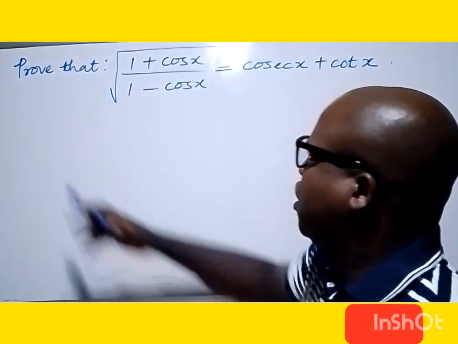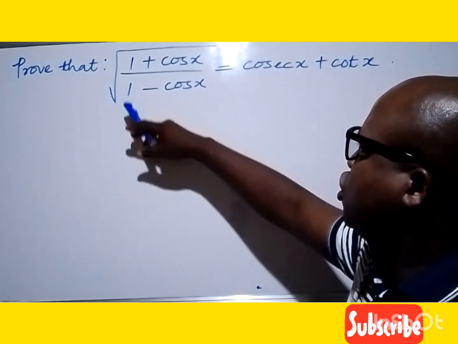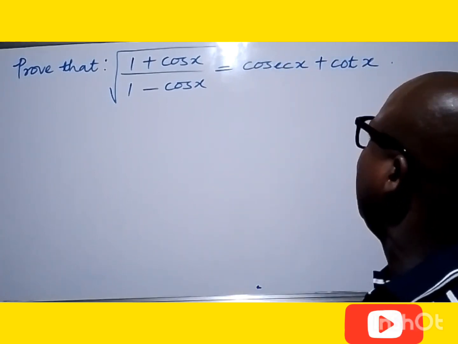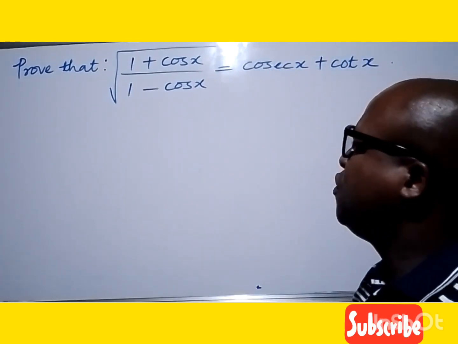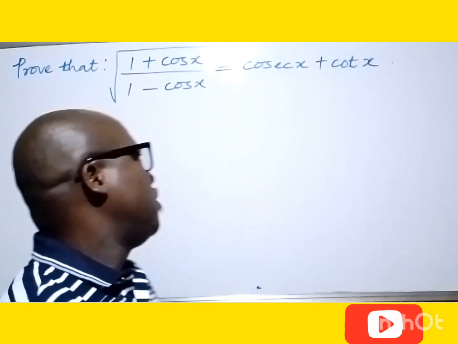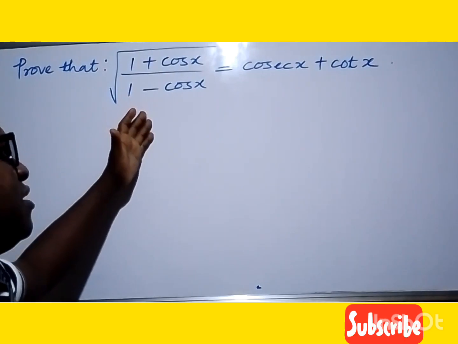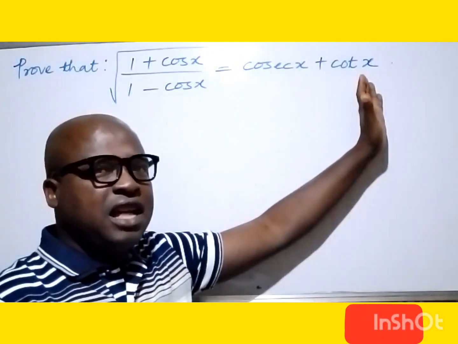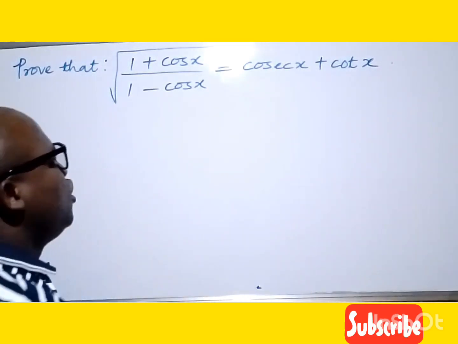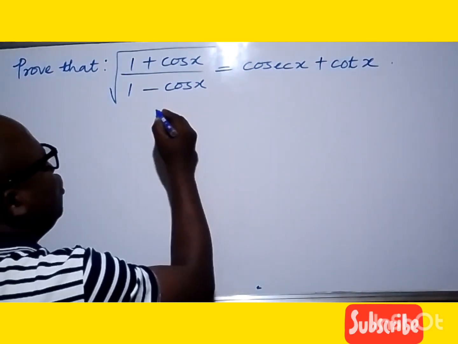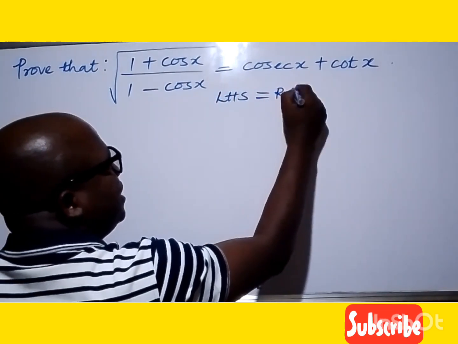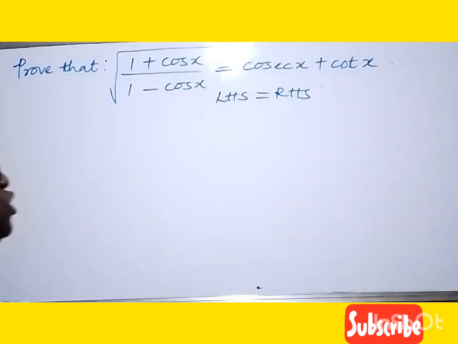We are given to prove that the square root of this is equal to cosec x plus cot x. How can we solve this question? Normally we can go from either side. We can move from the left hand side and show this, and at the same time we can move from the right hand side and show this. So what we need to do now is prove that left hand side is equal to right hand side. How can we do it?